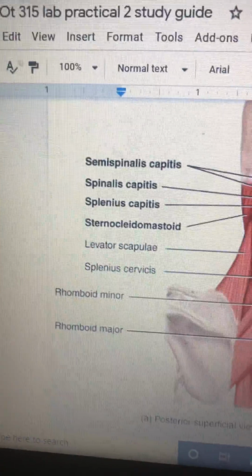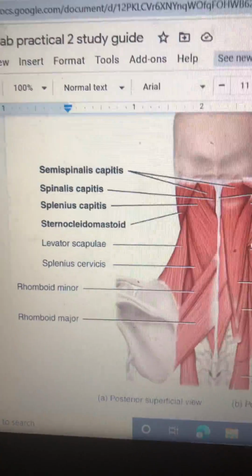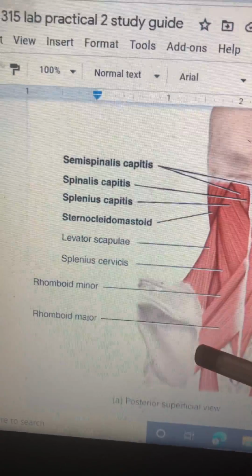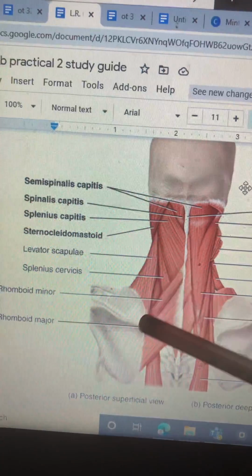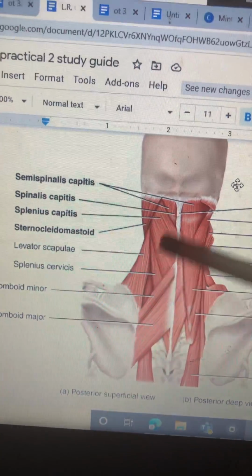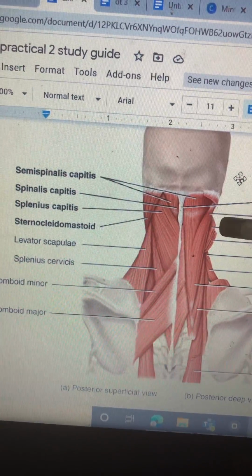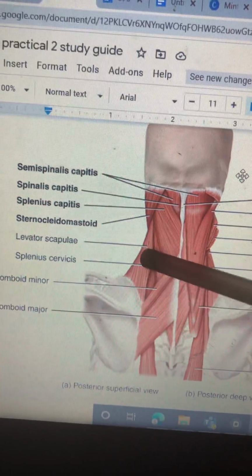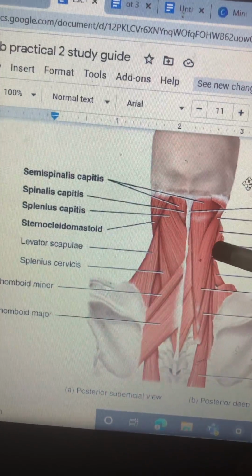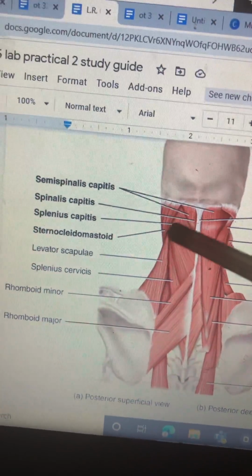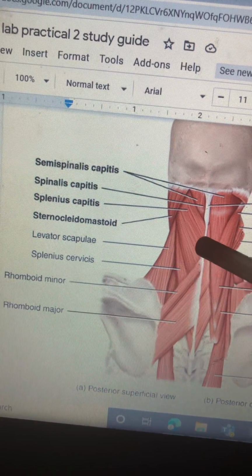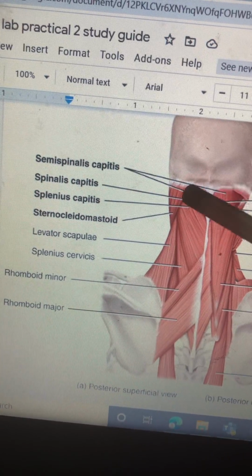Okay, so now coming to the posterior superficial view, we have the rhomboid major here, the rhomboid minor here, the splenius cervicis. So we had the splenius cervicis here on the deep view and the splenius cervicis here on the superficial. Levator scapulae. Sternocleidomastoid. And the splenius capitis, spinalis capitis, and semispinalis capitis.